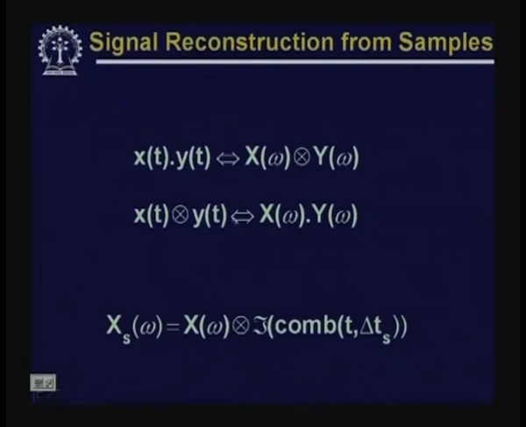So, by using this concept of the convolution theorem, we will see how to reconstruct the original signal x(t) from the sampled values of x_s(t). As per this convolution theorem, we have seen that x_s(t) is nothing but the multiplication of x(t) into the comb function, comb of t, delta t. So, in the frequency domain, that will be equivalent to X_s(omega) equal to X(omega) convolved with the frequency spectrum of comb of t, delta t_s, where delta t_s is the sampling interval.